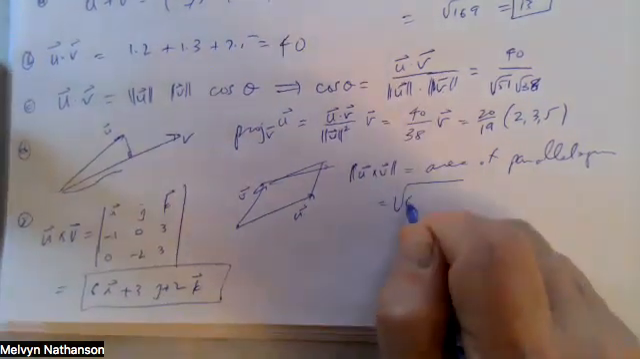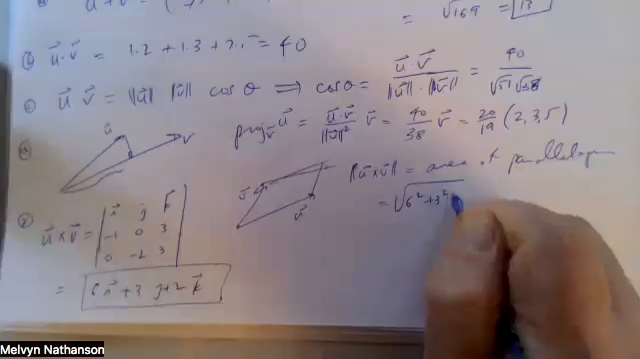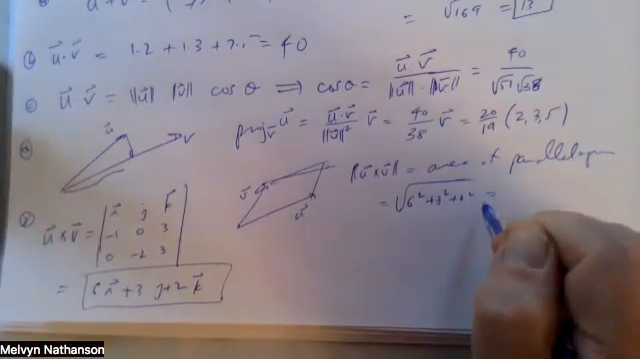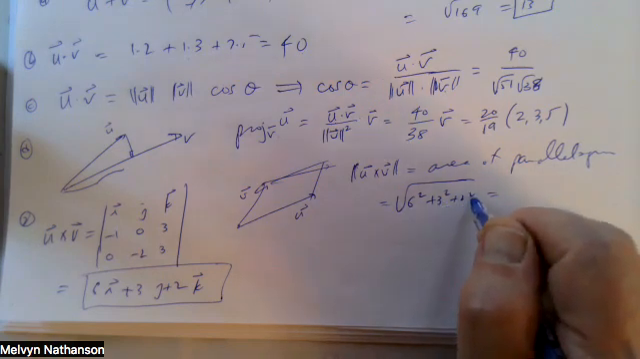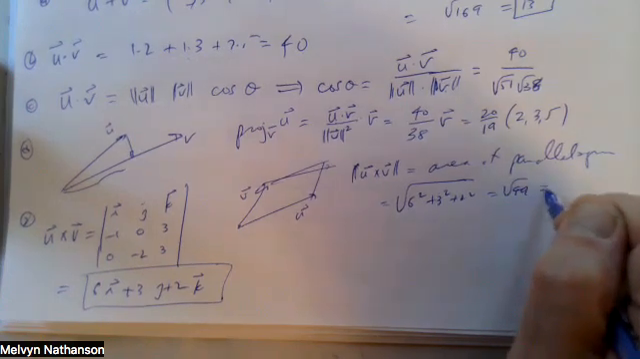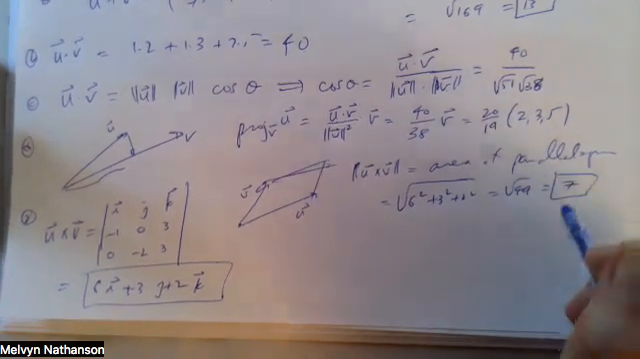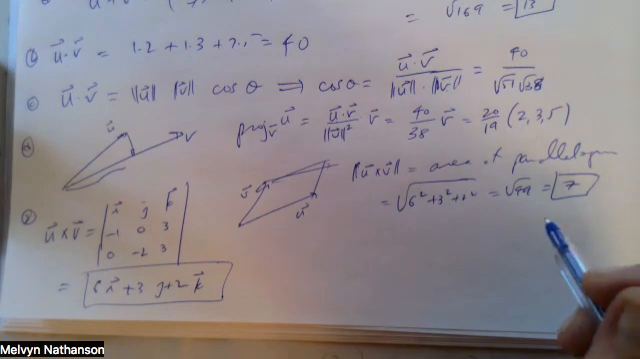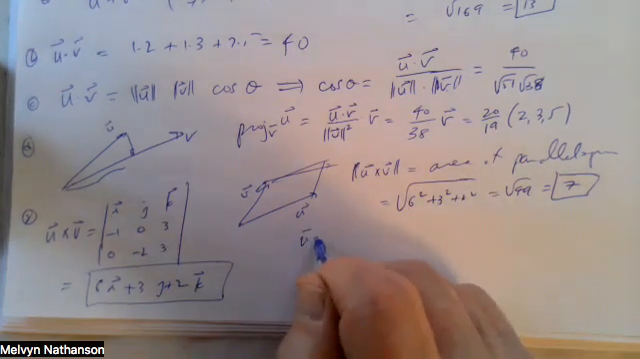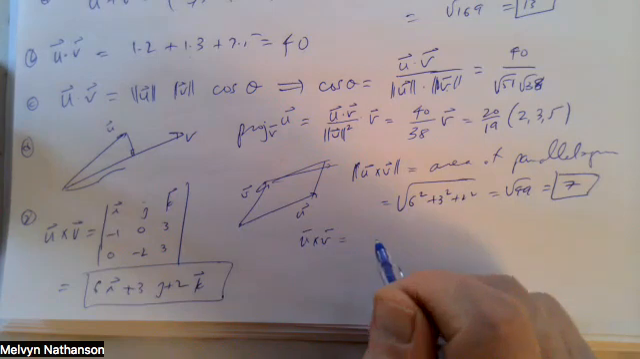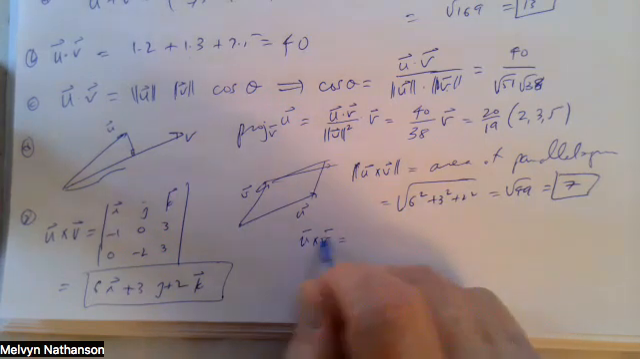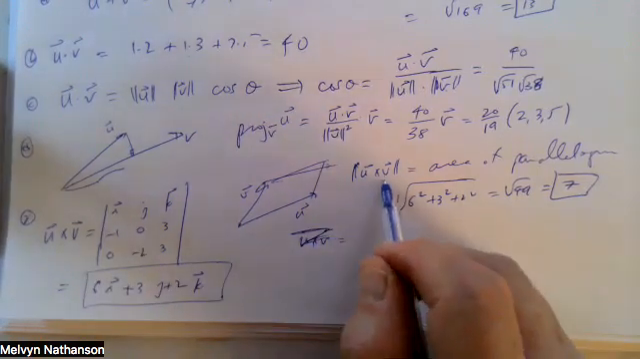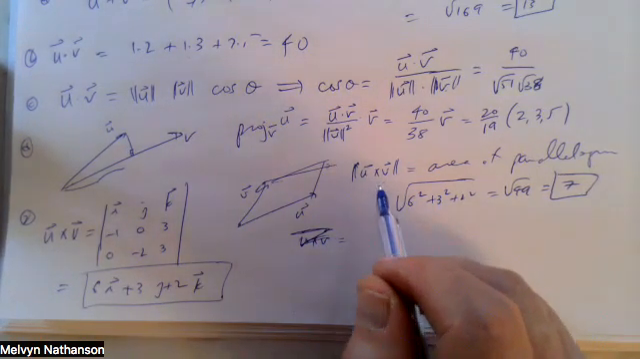So this is the cross product. So this is the square root of 6 squared plus 3 squared plus 2 squared, which is 36 plus 9 is 45 plus 4 is 49. So this has area 7. But u cross v is also equal to, well, let's do that.